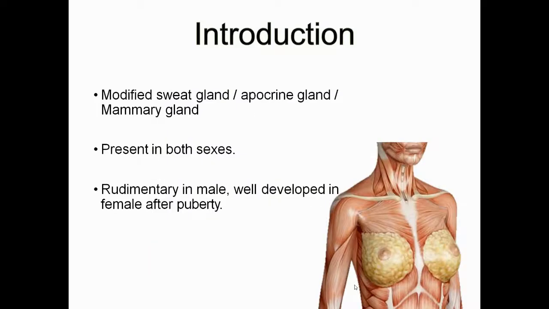First we will see the introduction of the breast. Breast is a modified sweat gland, and we can say this is an apocrine gland, and sometimes we see the breast as a mammary gland. Breast is present in both sexes, but it is rudimentary in male and well developed in female after puberty.